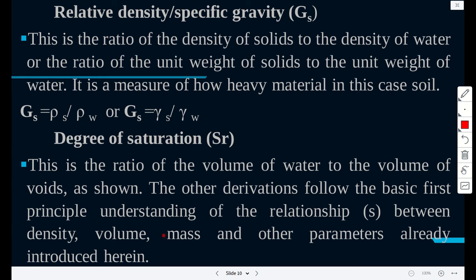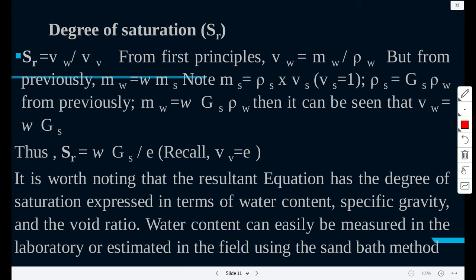Then the degree of saturation is the volume of water in the voids, as shown. We will try to derive it. Please don't get lost, it is simple, so stay with me. We said the degree of saturation is the volume of water over the volume of voids, right? Because the voids in total have air and water.